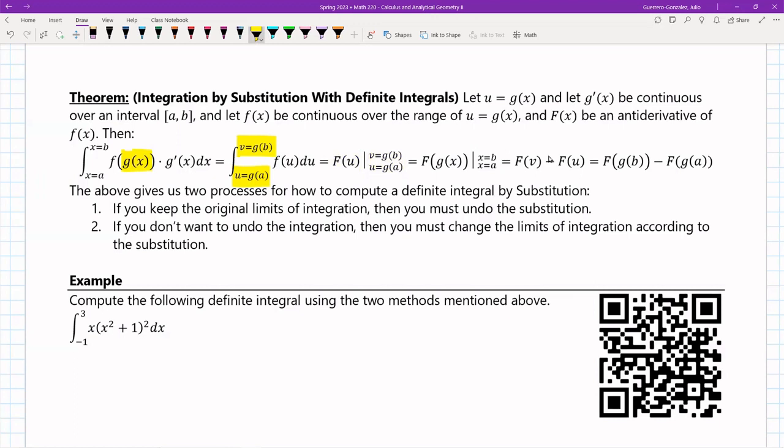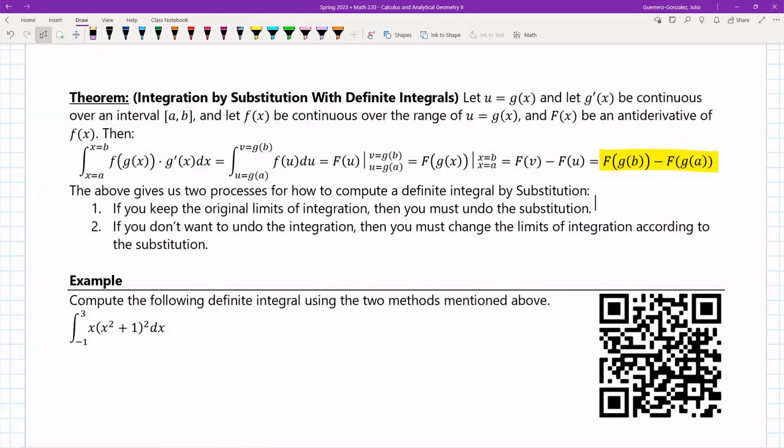And if you undo the substitution, here's where the undoing of the substitution is, then the evaluation becomes from the original limits from x equal a to x equal b. And that is basically all this stuff back here. Okay, there's two processes to do it. I think by and large, everybody decides to undo the substitution and then evaluate at the original x values.